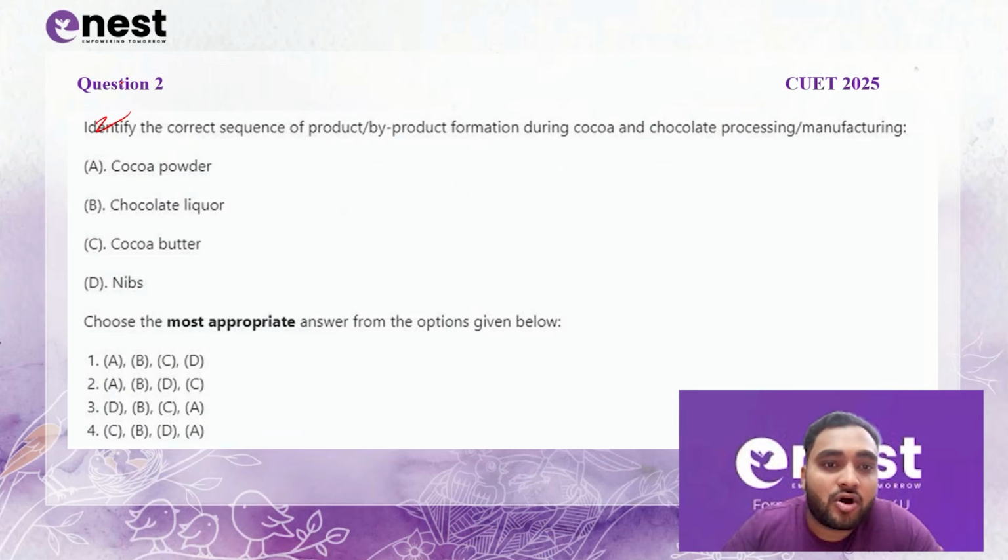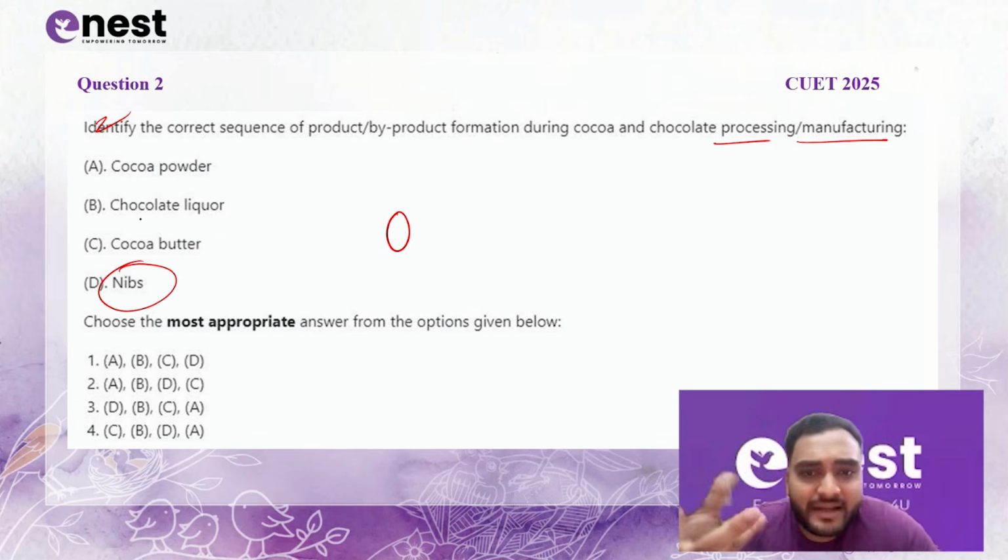Identify the correct sequence of byproduct formation during cocoa and chocolate manufacturing process. So when we were discussing the chocolate manufacturing process, we found out that first we have the fruit which is subjected to cleaning and fermentation, and the options which are given are cocoa powder, chocolate liquor, cocoa butter and nibs. I think nibs are the ones which are initially formed, because when we grind the cocoa beans which are roasted, then we get the cocoa nibs.